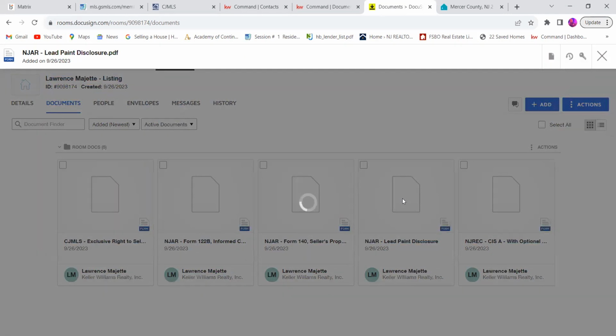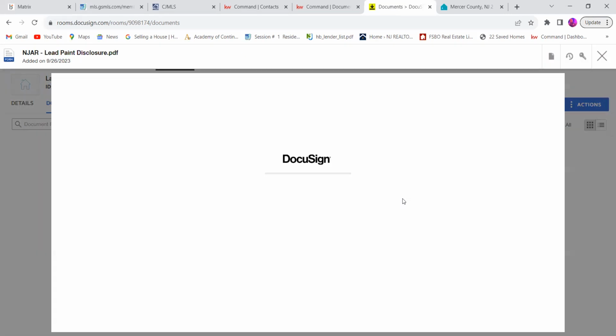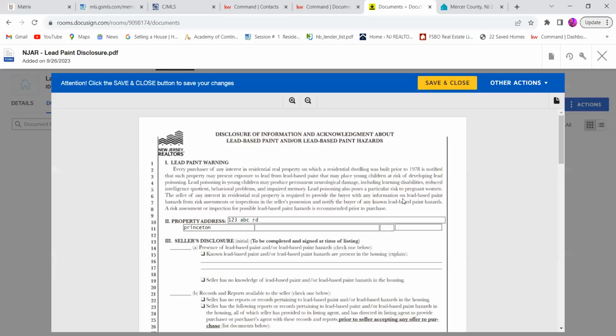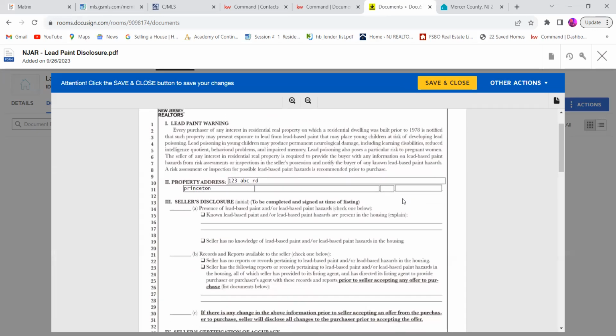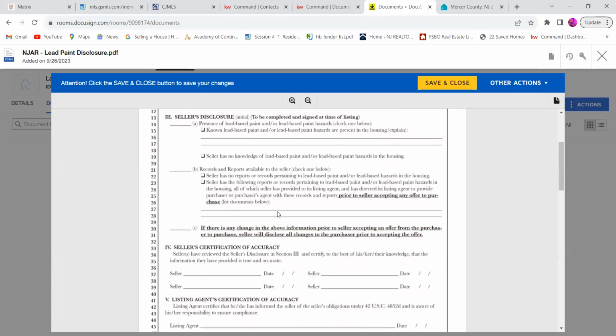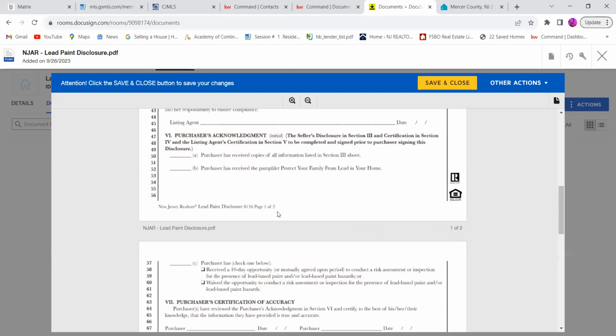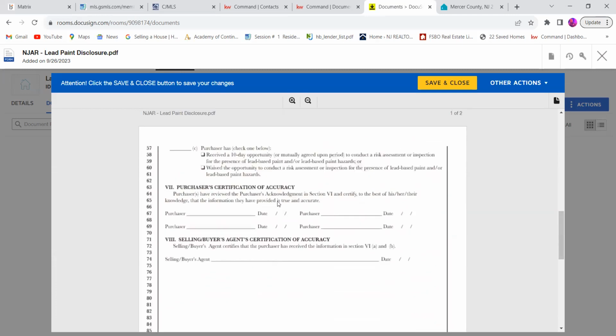So once we have our seller's disclosure taken care of, we might need a lead paint disclosure. Let's say the house is built before 1978. Therefore you need a lead paint disclosure. And again, this is another one you can leave with them.